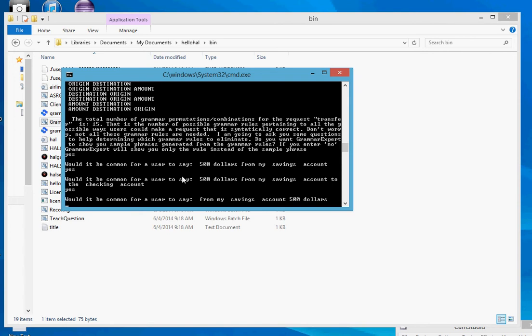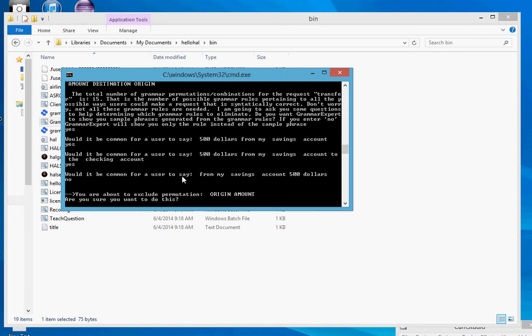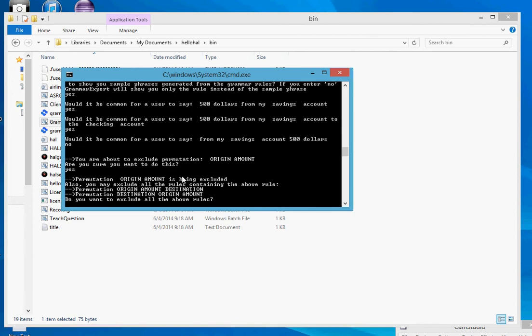From my savings account, $500. That I would say would not be so normal. Most people would put the amount first and then they would say from or to they want to make the transfer. So I'm going to say no. It's asking us if we are sure that we want to eliminate that permutation, origin followed by the amount. I say yes. And then the next thing that the GrammarPro does, it assumes that all the other grammars that are made up of this permutation should perhaps be eliminated as well.